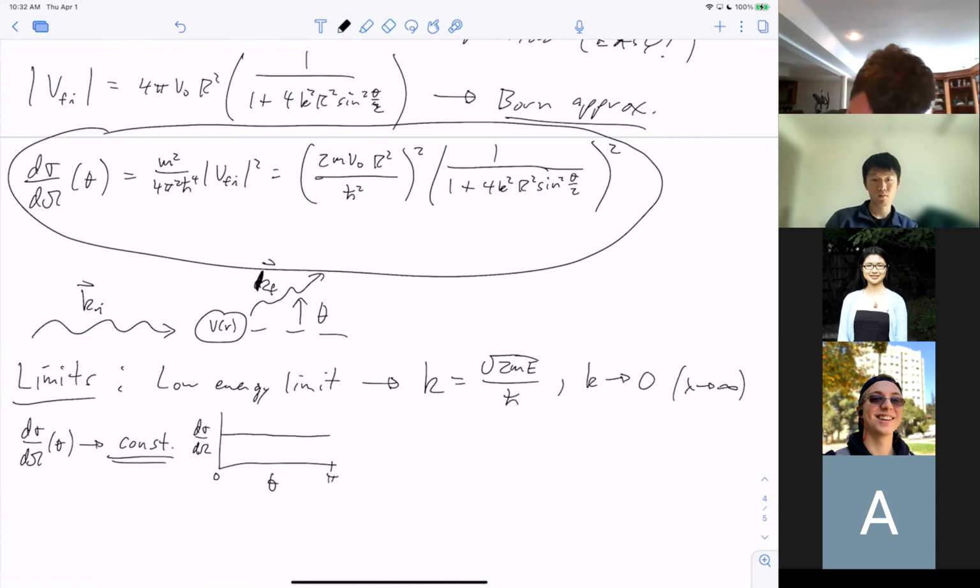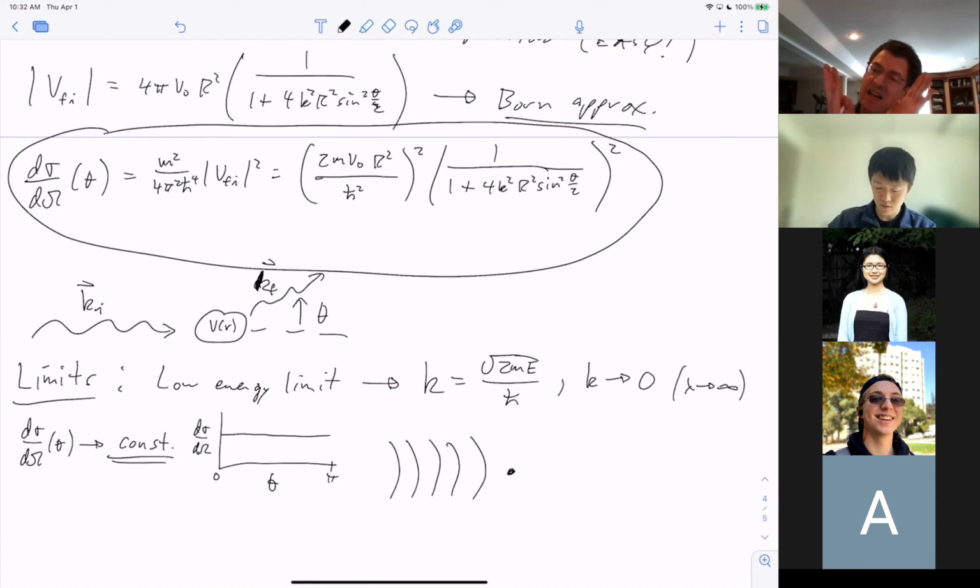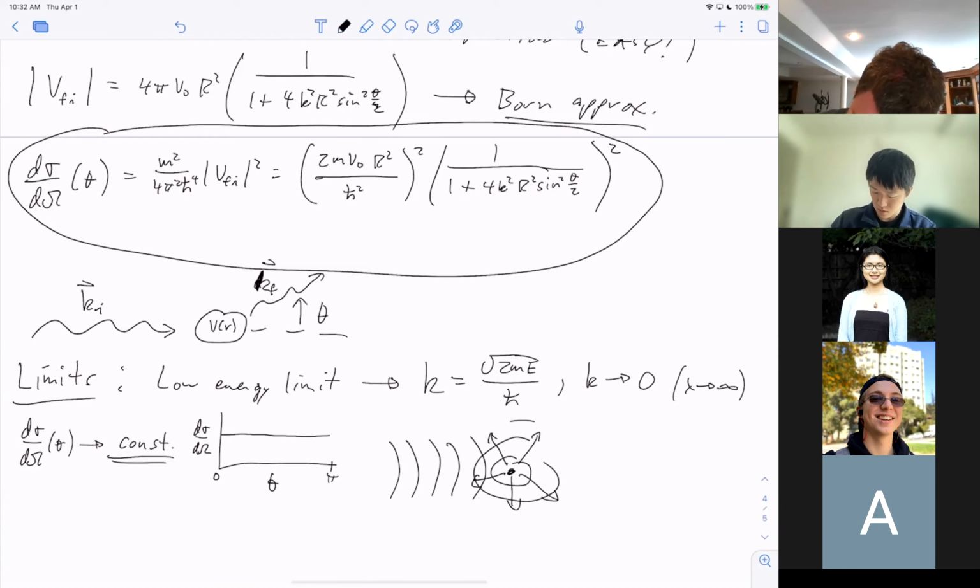And so what that means is this. I have a scatterer and I'm sending my wave at it. That's my plane wave. And now I have the same probability to scatter into every direction. It's isotropic. So my scattering is isotropic.